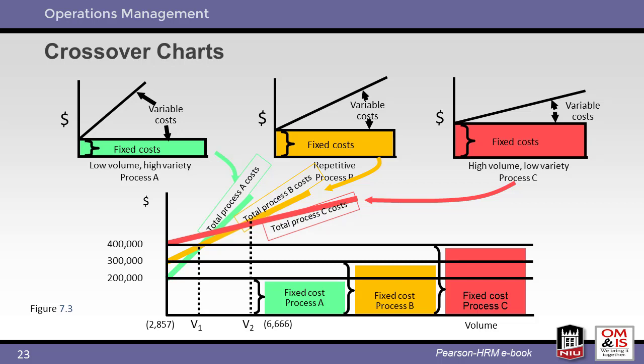This slide graphically represents the previous data showing the three software products and their respective fixed and variable cost. The crossover points are identified where one total cost line crosses another. Thus, software A, the green line, is the most cost-effective at a volume of up to 2,857 units, while software B, the yellow line, is best for volumes from 2,857 to 6,666 units. Finally, software C, the red line, is the choice for volumes above 6,666 units.